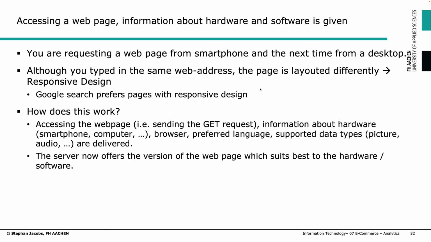Again, suppose you have switched off cookies. Can't you be tracked now? Yes, you can. How is that? If you are requesting a web page from your smartphone and the next time from a desktop, the web page will look different. Why? We call it responsive design. You always transport information about your hardware and software, and therefore the web server can choose how the web page is laid out when it is given to you.